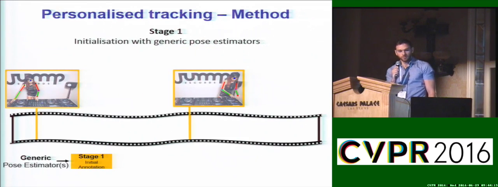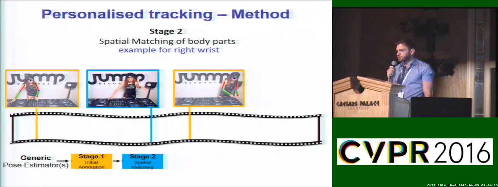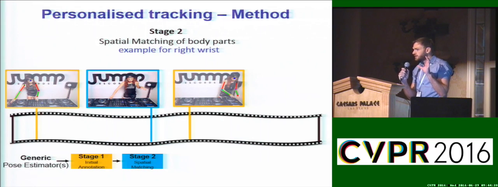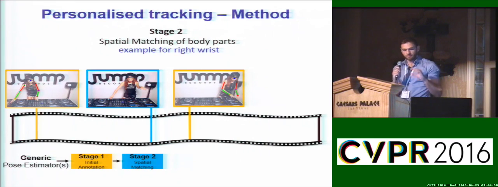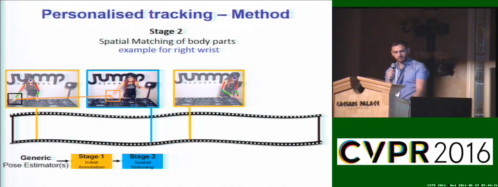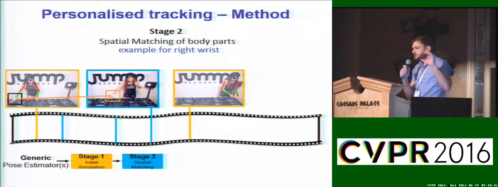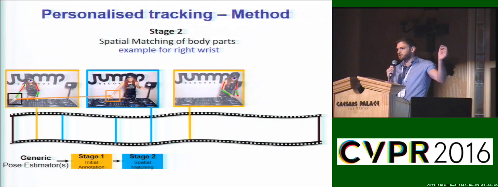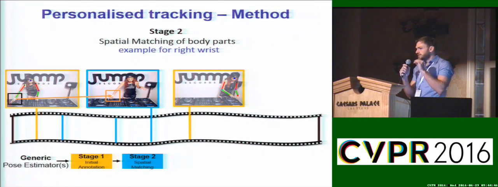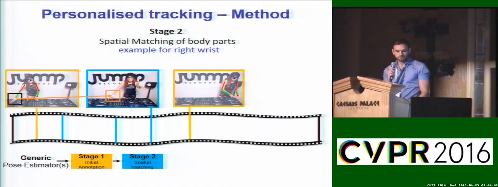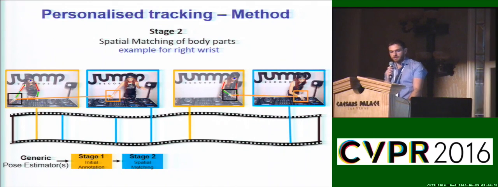In stage 1, we obtain initial annotation using a generic ConvNet, as I described previously. In stage 2, called spatial matching, for each annotated body part patch, we match it to visually similar patches throughout the whole video. The example here shows how a single annotation for the DJ's right wrist can be matched to multiple temporally distant frames throughout the video. Here is another example.